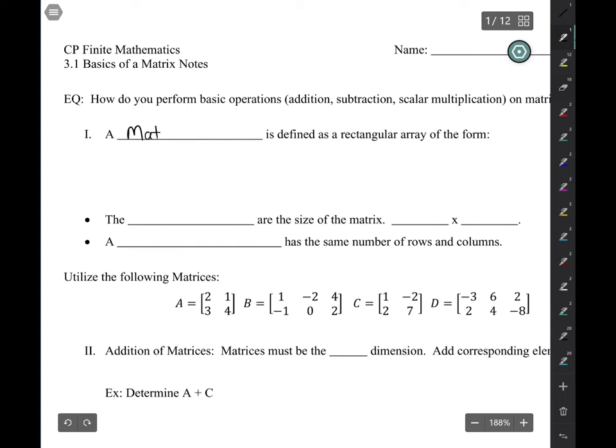A matrix is defined as a rectangular array of the form, okay, so in general, they can be all different sizes. So maybe here's one. For example, we have something like this is going to be a sub 1, and then a sub 2, and a sub 3, a sub 4. It could be something like that. And then you have another row, and c sub 1, c sub 2, c sub 3, c sub 4. Now, it could go on in either direction.